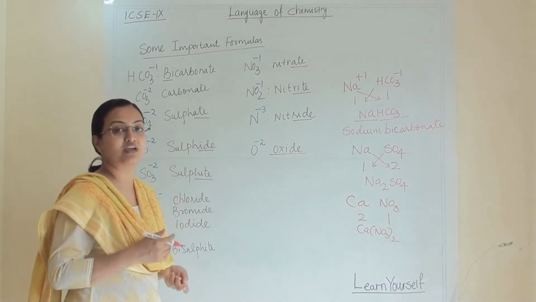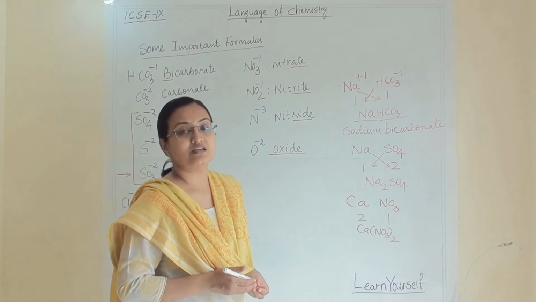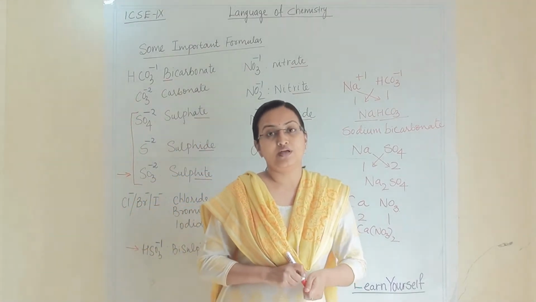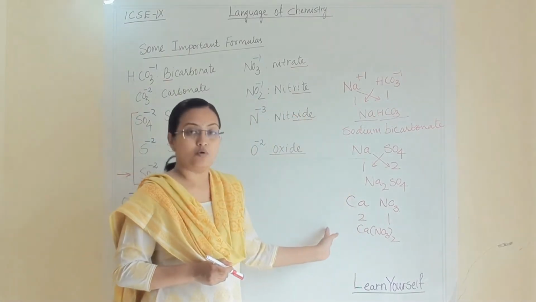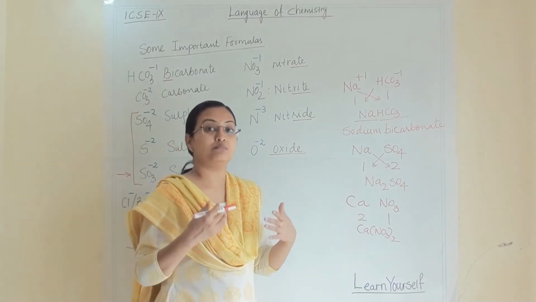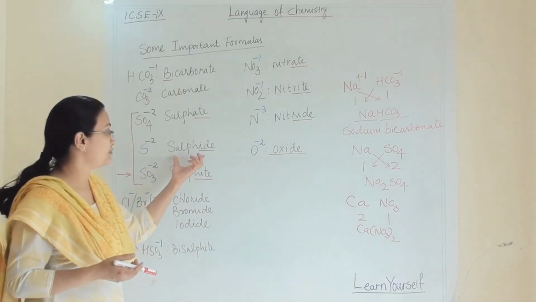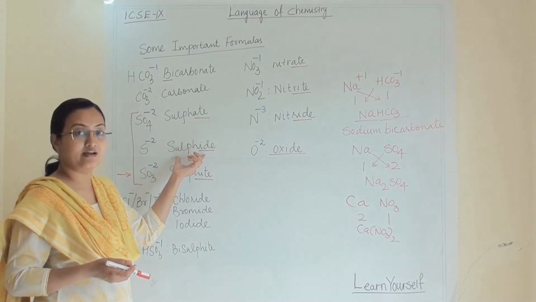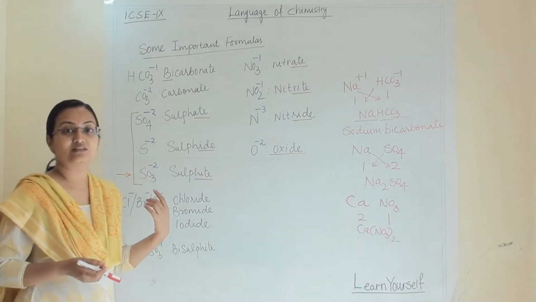So this is the way you write the name of a compound, and you can frame a molecular formula like this. But the important step is you have to remember the names of the polyatomic ions and their respective valencies.